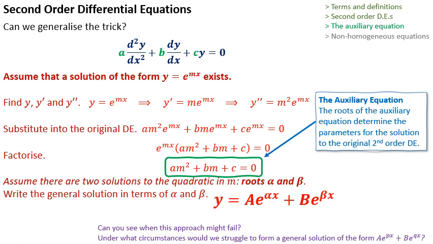So this trick of making the assumption of what y could be and then going through and solving basically allows us to generate the general solution for any second-order linear homogeneous differential equation with constant coefficients. The roots of the auxiliary equation determine the parameters for the general solution. The alpha and the beta that we get by solving the auxiliary equation tell us the alpha and the beta that go into the general solution for the original differential equation.